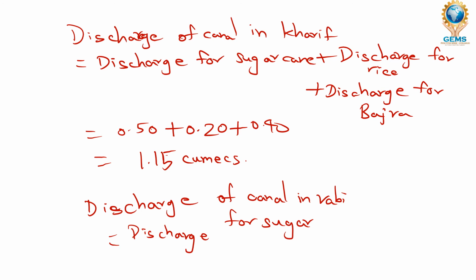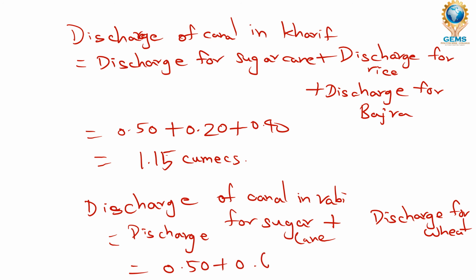Discharge of sugarcane plus discharge for wheat, so it is 0.50 plus 0.67 which is 1.17 qmax. This is our discharge value. Then the discharge for hot weather I am going to explain in the next slide. Okay, let's go for hot weather.